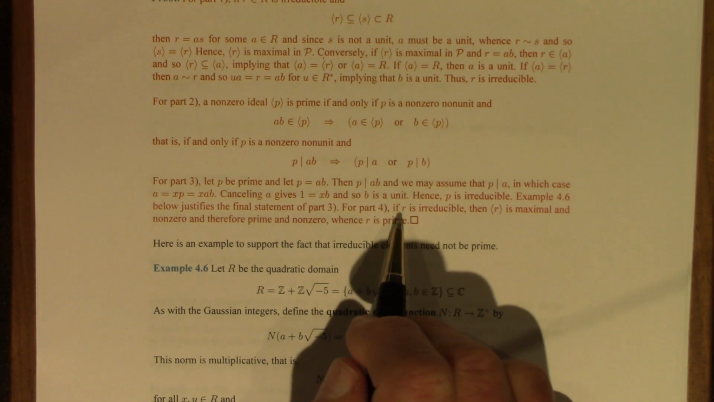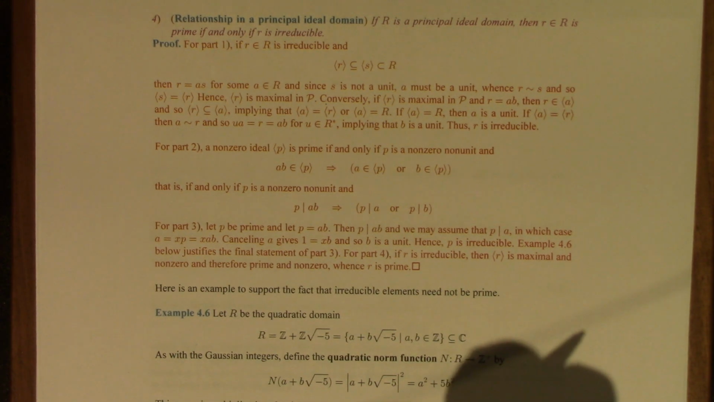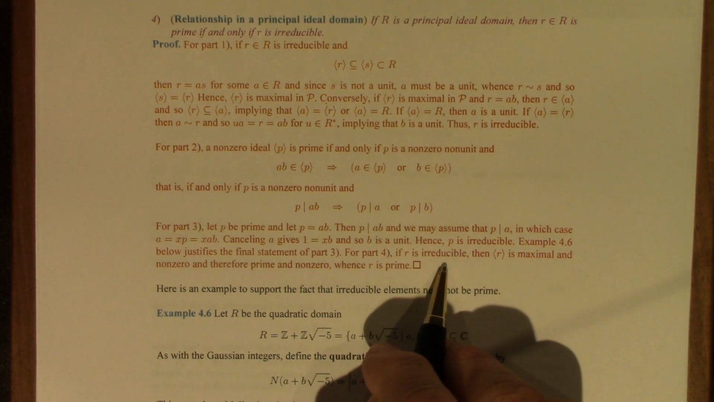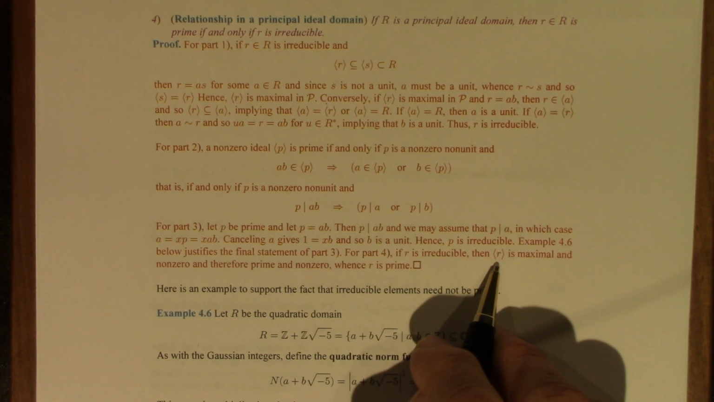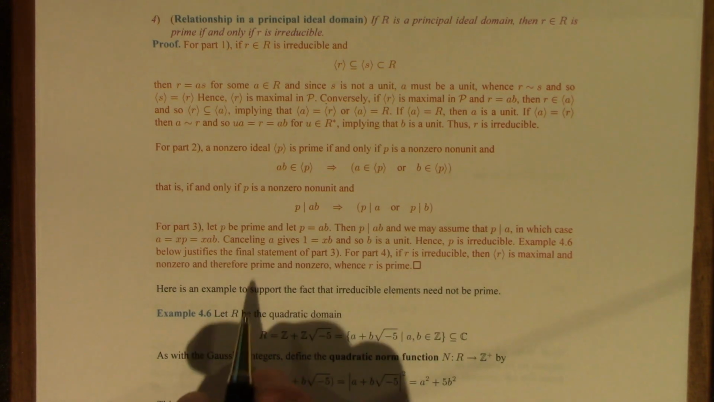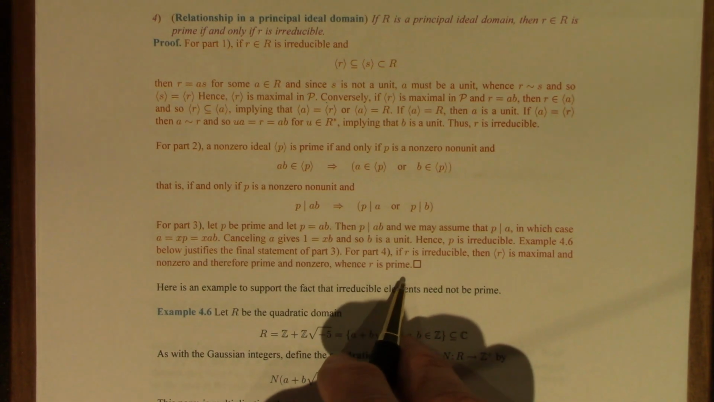Finally, for part 4, which is that in a principal ideal domain, an element is prime if and only if it's irreducible, we just need to show that irreducible elements are prime. If r is irreducible, then this ideal generated by r is maximal and non-zero in the family P, and therefore it is prime and non-zero. So I'm going to let you fill in the reason for the therefore here. So r is prime.